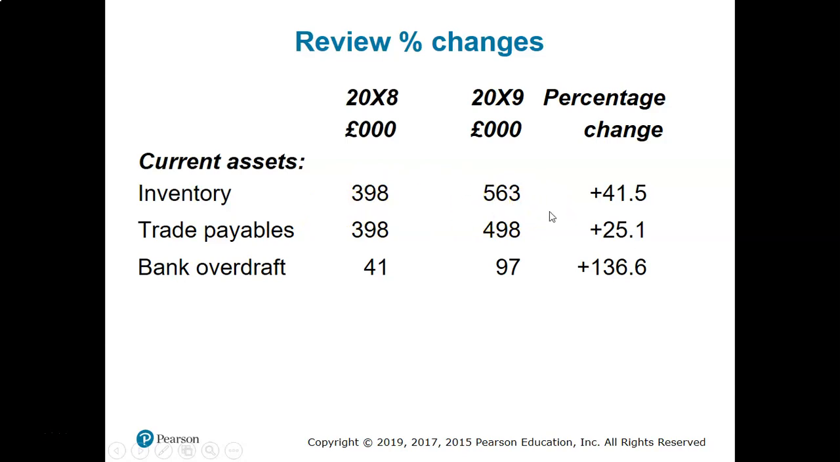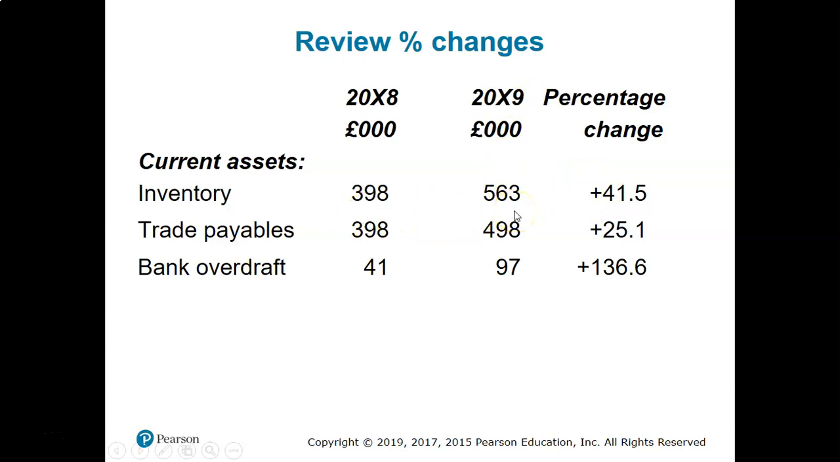And if we calculate the percentage change, how can we do it? We have to find out the difference first. 563,000 minus 398,000, then you will find the difference, divided by the preceding figure, the earlier figure, 398, multiplied by 100, and then you will get the percentage change of 41.5. And it's a positive change because the 2019 figure is higher than 2018.